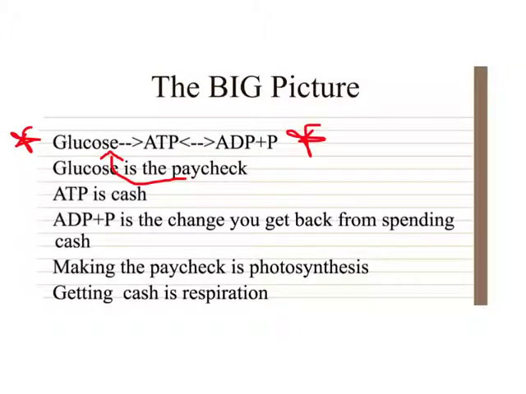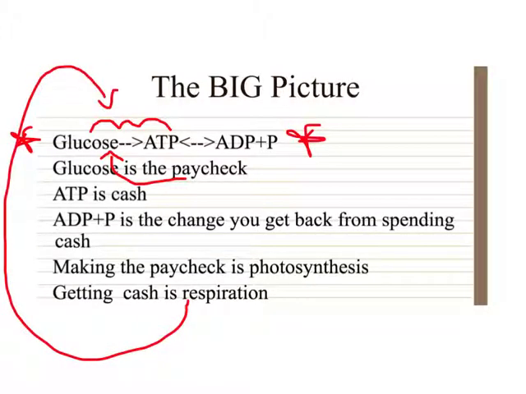You can't take your paycheck to the store and spend the actual physical check, right? You have to do something with that check before you can take money to the store. You have to cash that paycheck. That process of going from glucose to ATP is cellular respiration. That's like taking your paycheck to the bank.